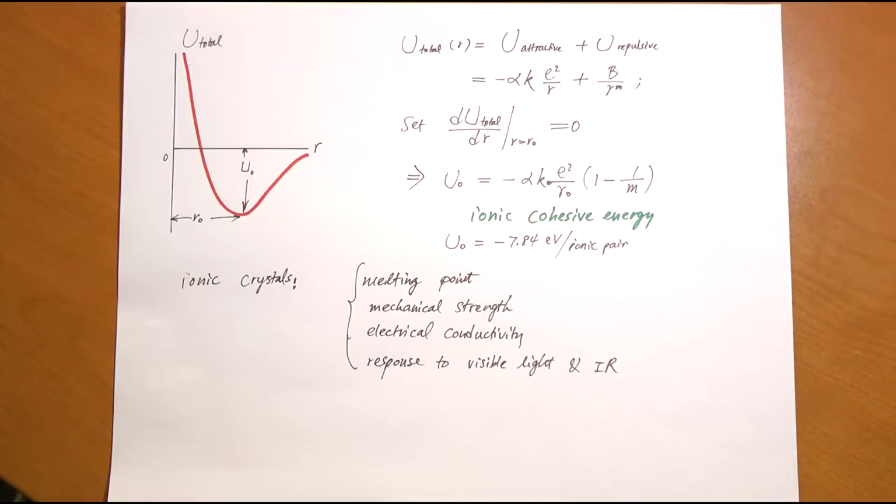But now let's take a look at covalent crystals. A covalent crystal is really made of a large number of atoms that are tied together with covalent bonds, not ionic bonds. And the most striking example of a covalent solid is the elemental form of carbon. I should say elemental forms of carbon.